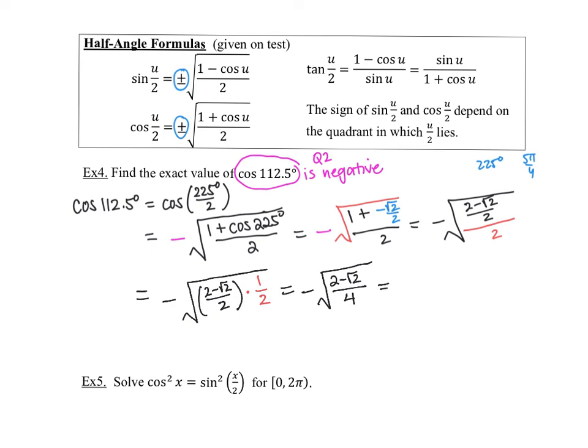Okay, so what's my final answer? Negative square root of 2 minus root 2, all over the square root of 4, which is 2, so I can go ahead and leave that as a rational denominator. And again, it was only negative because 112.5 is in quadrant 2. And this is the exact value for the cosine of 112.5.